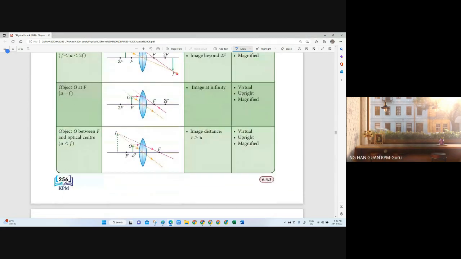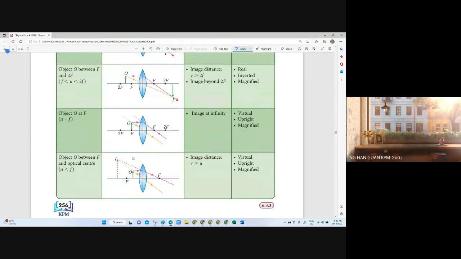Anyway, there's one correction I want to make here. This is wrong. When the object is at F, you cannot determine the characteristic of the image, because the image is forming at infinity. When the image forms at infinity, we don't know whether the image is real or virtual, upright or inverted. For sure, it's magnified. But we don't know whether it's real or virtual, because the image is at infinity. It can be real, it can be virtual.